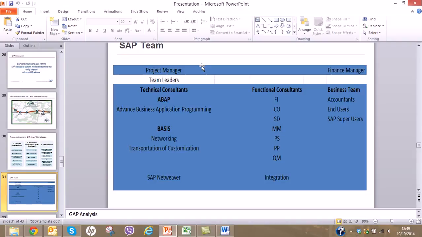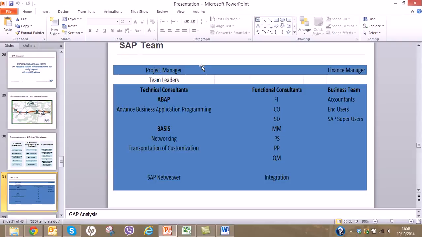But it is possible the company doesn't want to spend money, doesn't have budget to hire a project manager. So they will make the project manager the person who knows business processes but doesn't have SAP experience at all. Yeah, the project manager will hire SAP team leaders.